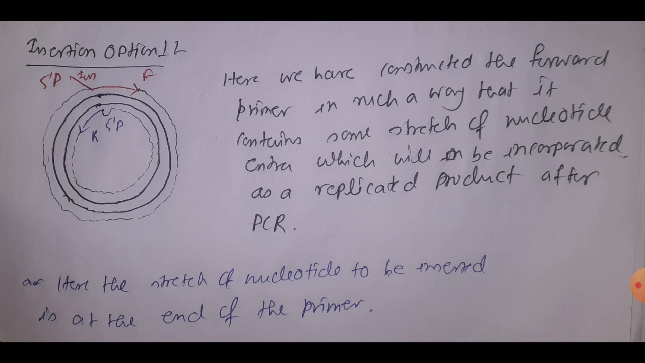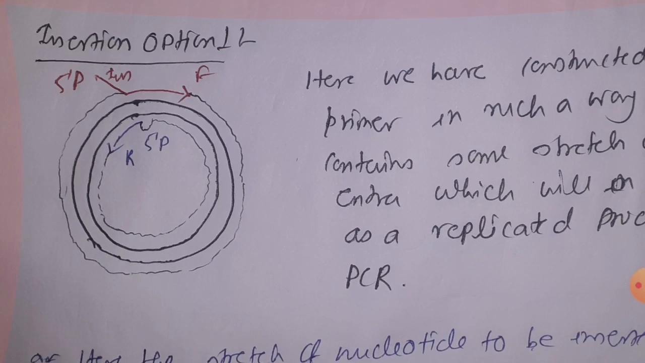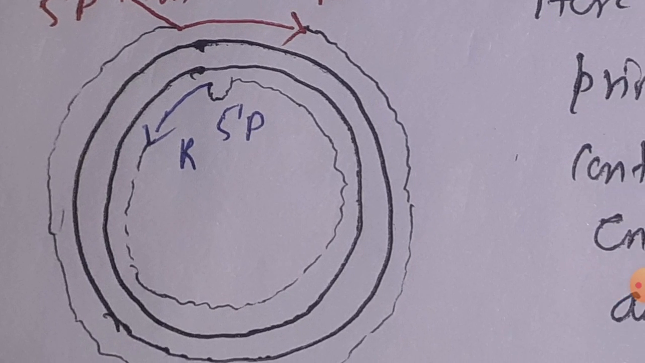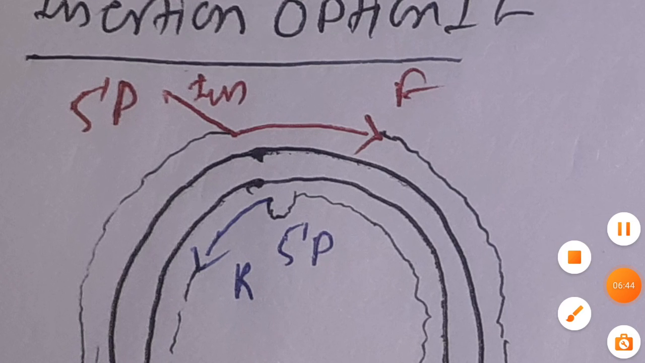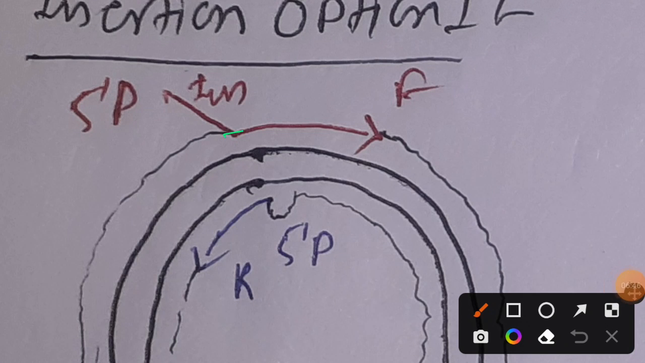So now we are going to discuss how we can insert a short stretch of nucleotides with the help of site directed mutagenesis. So here we will add a forward primer in such a way that it will contain a short stretch of extra nucleotides. That means up to that part it is exactly complementary to our template. That is why it is well annealed, but the extra part remains unannealed, right?